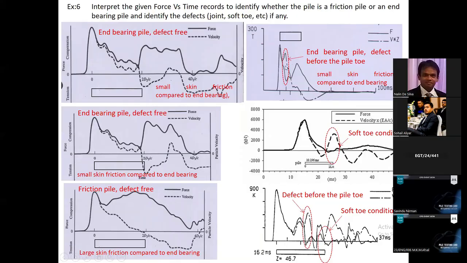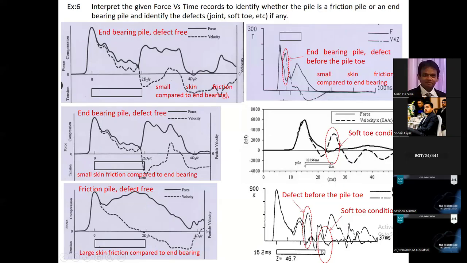Then let's have a look at this one. So this is the length of the pile, travel time representing the length of the pile, and you can see velocity goes up. This is the velocity response goes up while force suddenly drops. This is indicating a defect. But it is an end-bearing pile. So close to the pile toe, you can see a sudden increase in the force. This is the one that we discussed earlier.